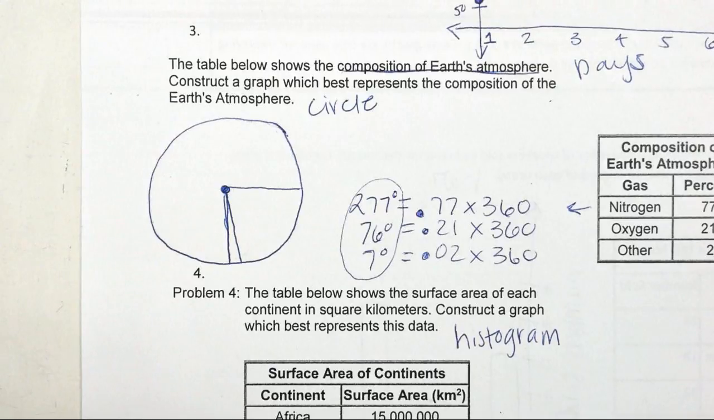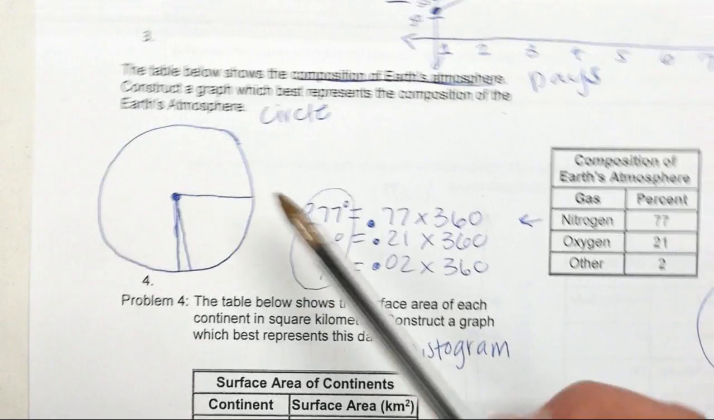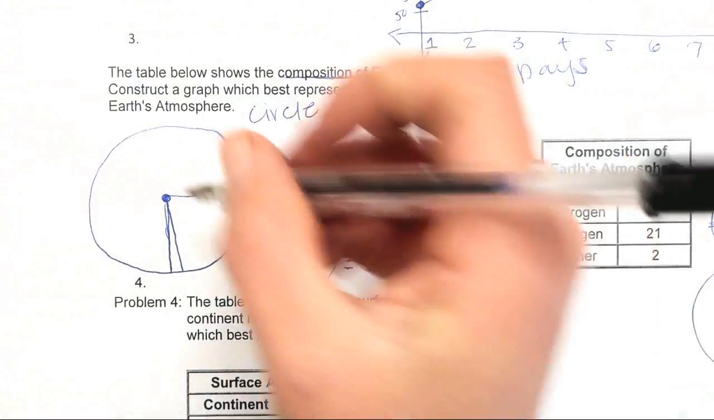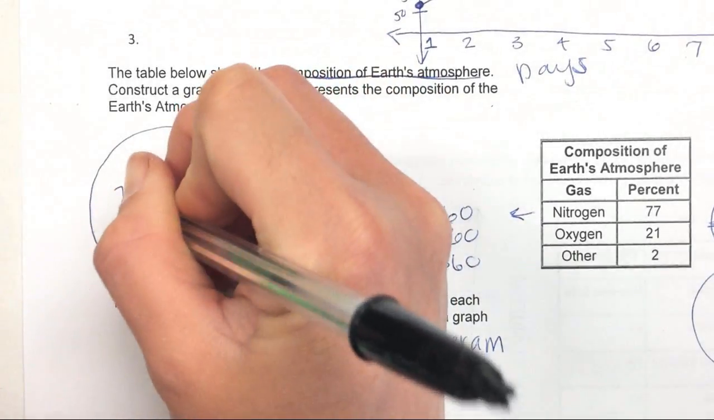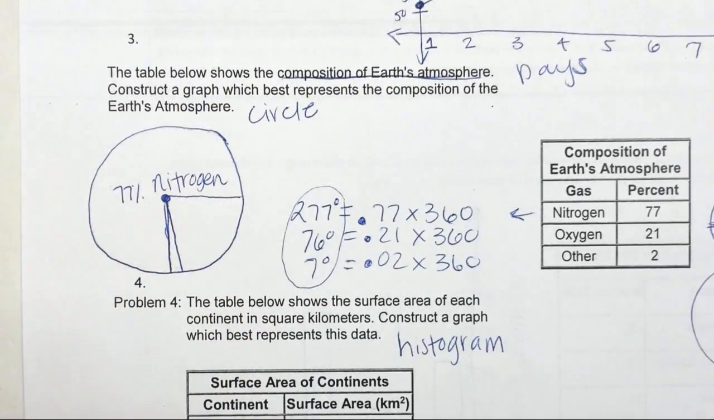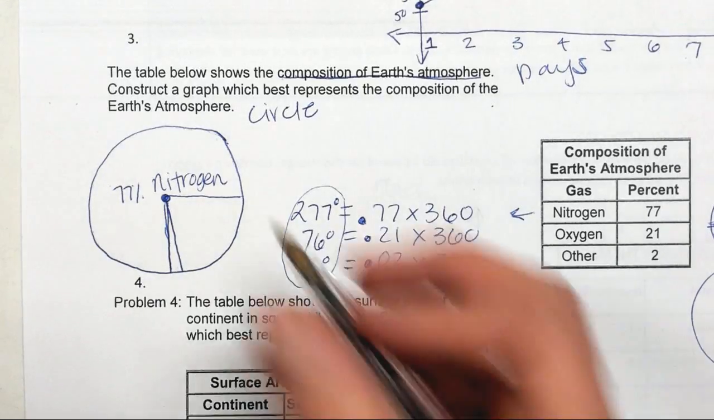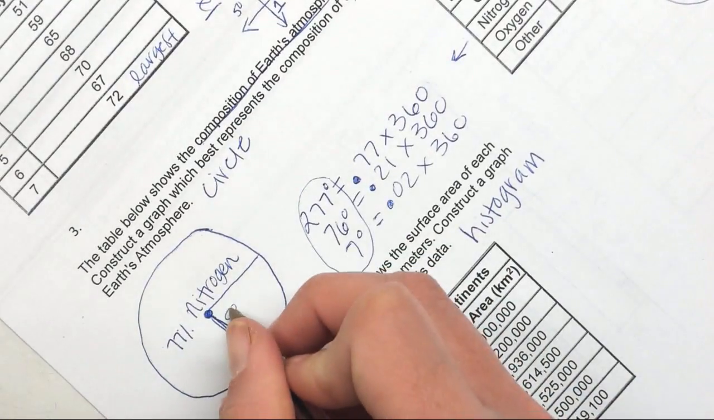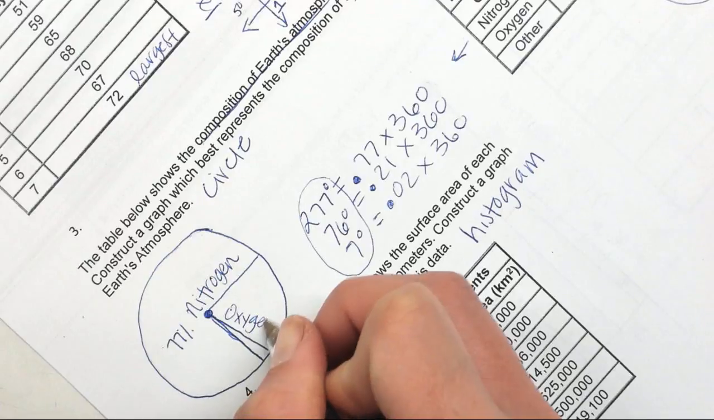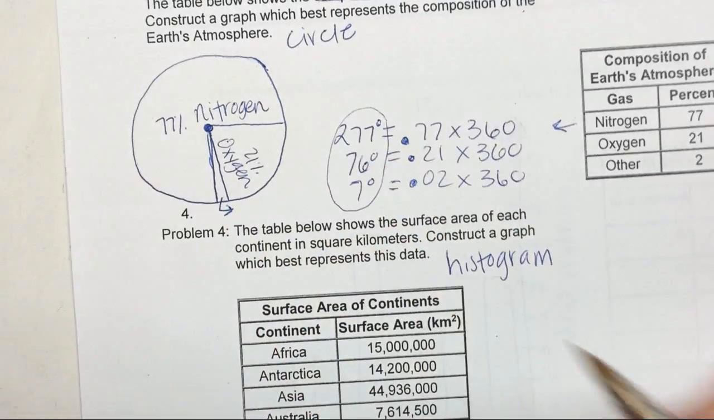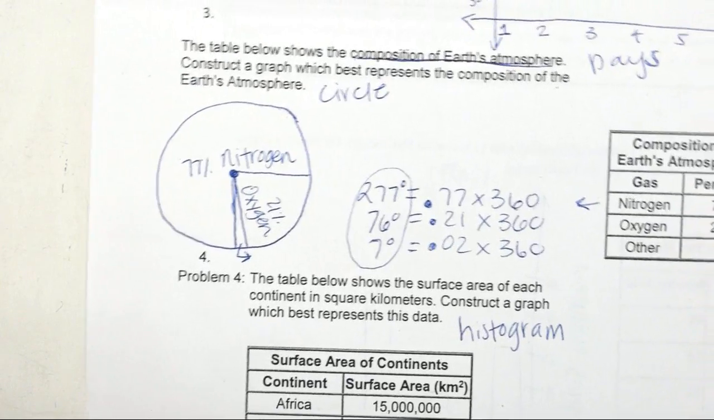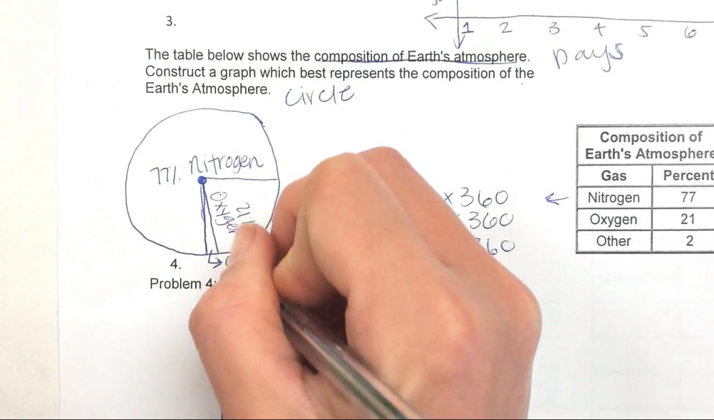Alright, when we label these, what will we put in this circle? 77. Nitrogen, and what else? Good, that's correct, Austin. 77%. And this would be oxygen at 21%. And then this one's so small we can't put it inside, so I'm going to draw an arrow and put other 2%.